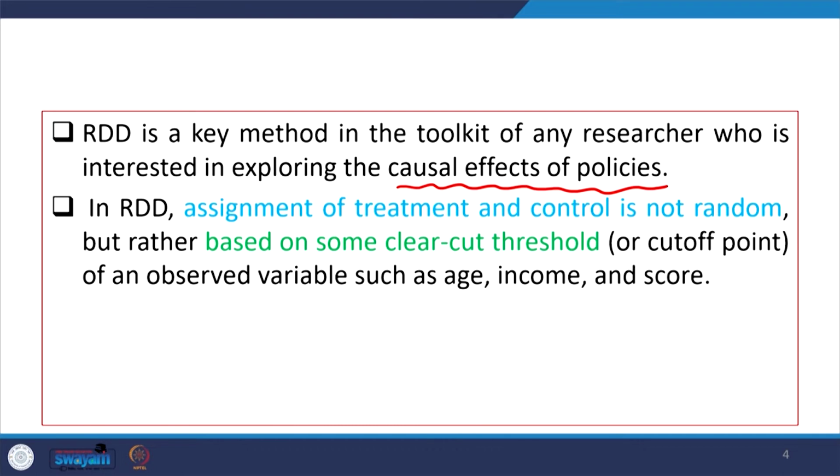In RDD, the assignment of treatment and control is not random, but rather based on some clear-cut threshold. So this has to be highlighted. These are not random.